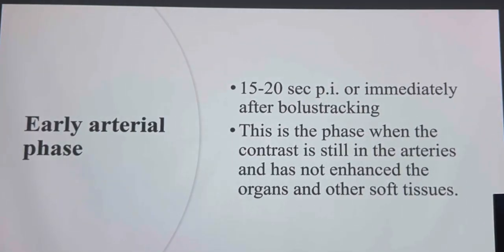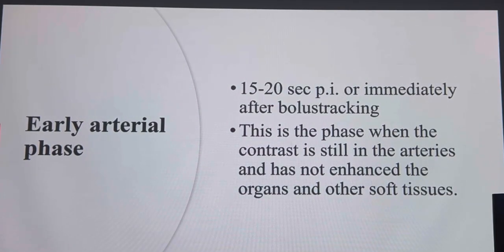The second phase is the early arterial phase. Early arterial phase, by definition, is the phase 15 to 20 seconds post injection or immediately post bolus tracking. If we are using bolus tracking, it is immediate. If we are using the injection as the primary source of timing, it is 15 to 20 seconds after the injection. This is the phase when the contrast is just present in the arteries of the imaging area, and has not yet enhanced the organ or soft tissues, okay?